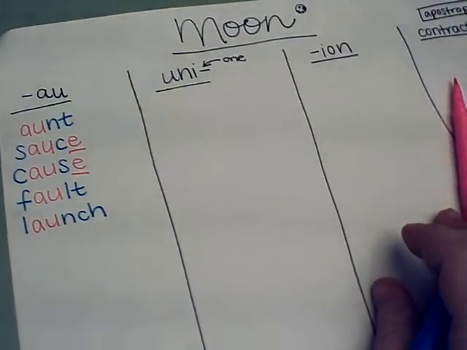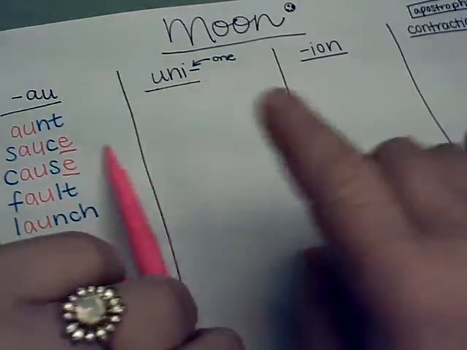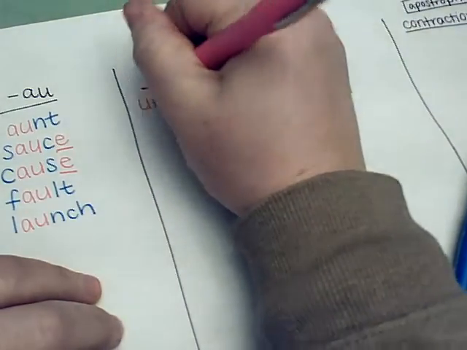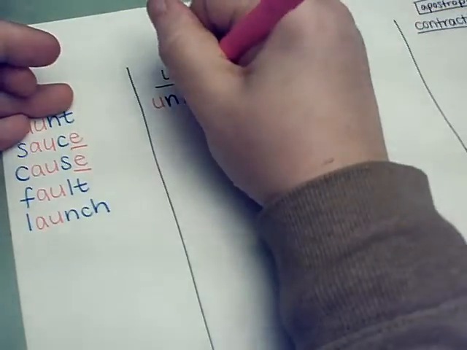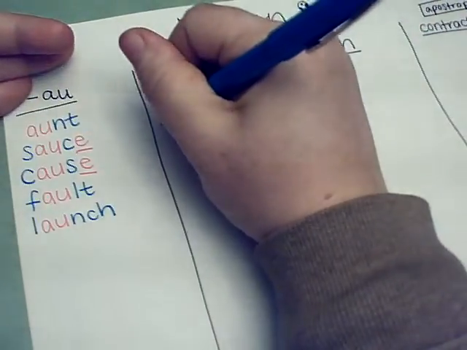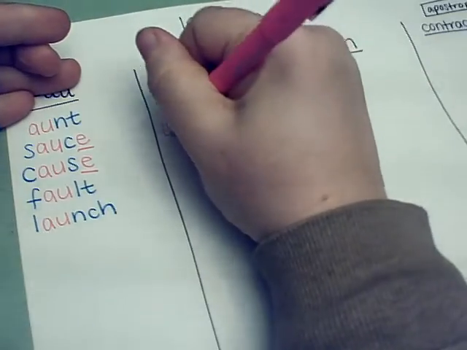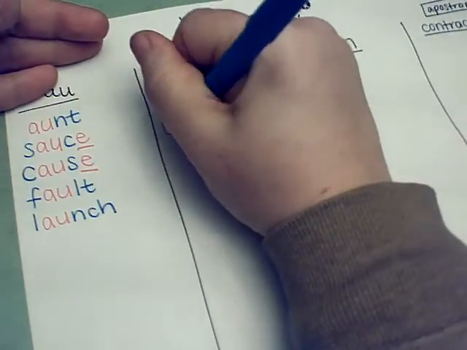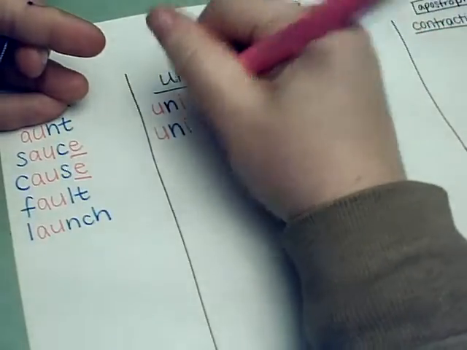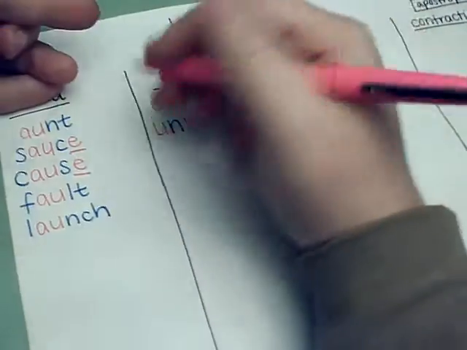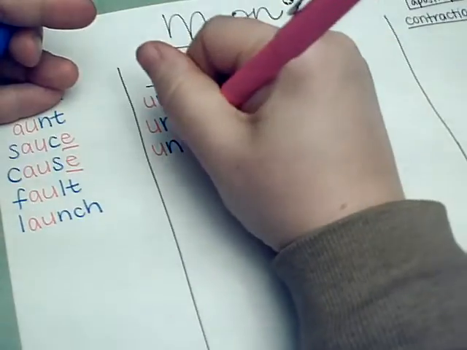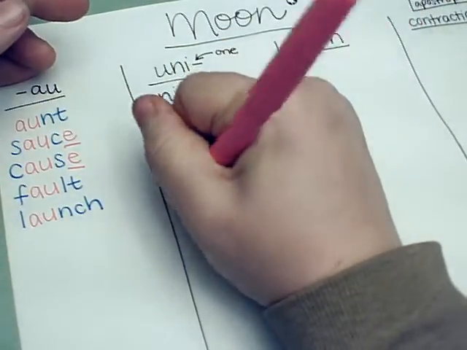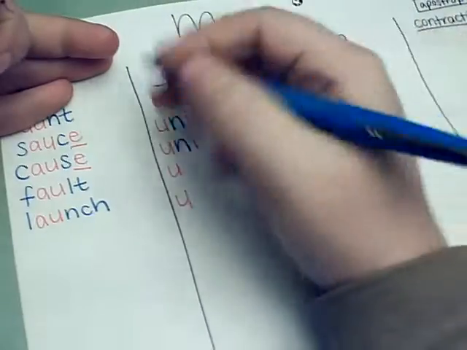All right, with uni, they all start with uni, so I'm going to go ahead and write uni five times. U-N-I, U-N-I, U-N-I. Hey, you and I. Uni. Uni. Two, three, four, five. Yep, there we go.